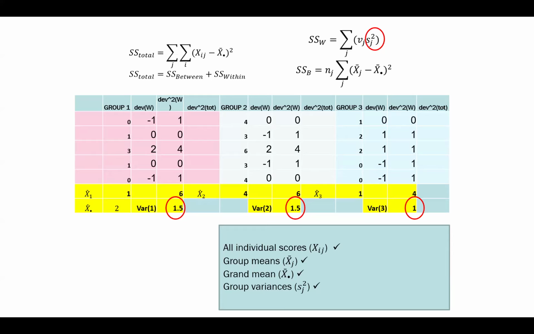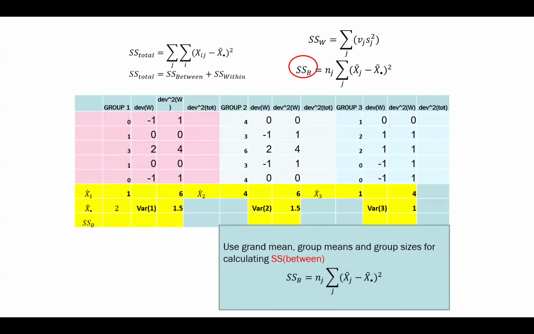So we're still working on sums of squares within. If you look at the formula in the upper right, sums of squares within is the sum of the degrees of freedom for a group times its variance. And we have all the variances. We now have everything down there that we need to calculate our mean squares. Or first, our sums of squares, then our mean squares.